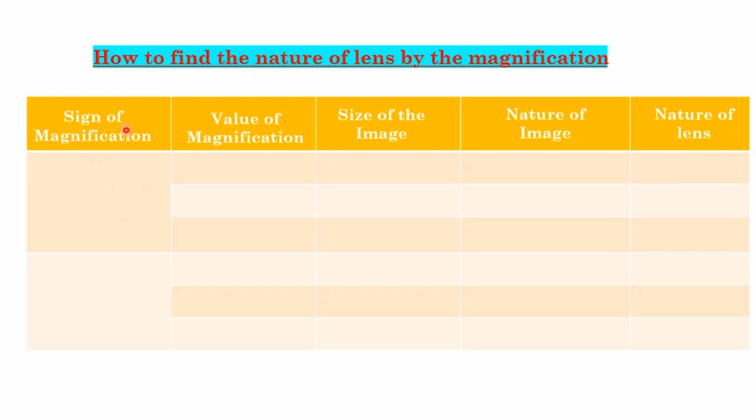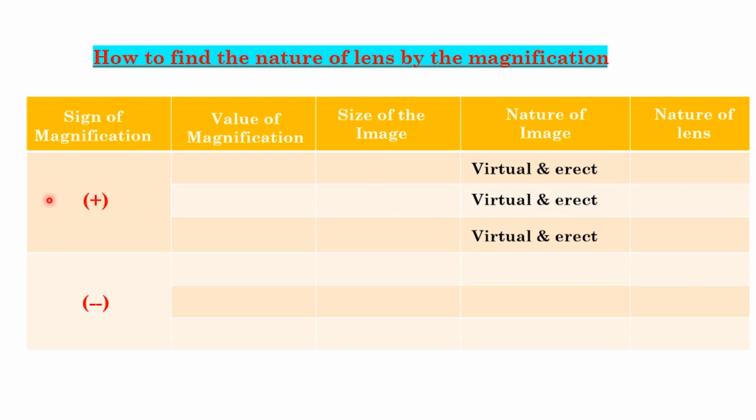Now the sign of magnification can be positive or negative. If it is positive, then the nature should be virtual and erect. I have already told you, if the sign of magnification is positive, then the nature will be virtual and erect. Similarly, it is always virtual and erect if magnification is positive. Now if magnification is negative, then the image is real and inverted.